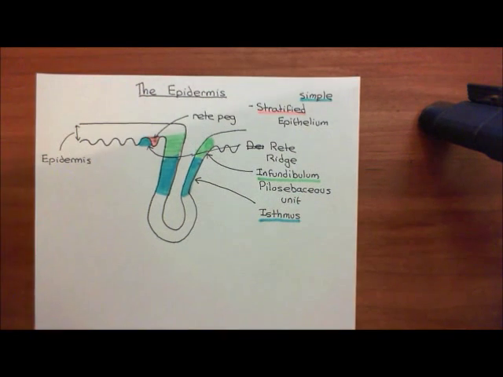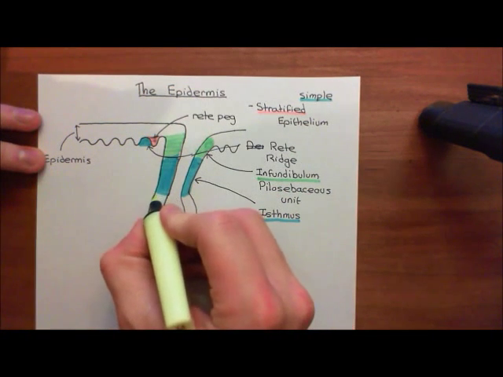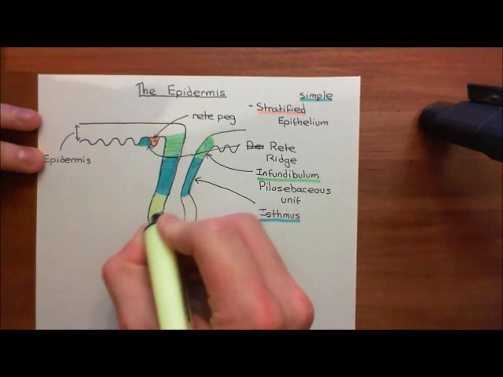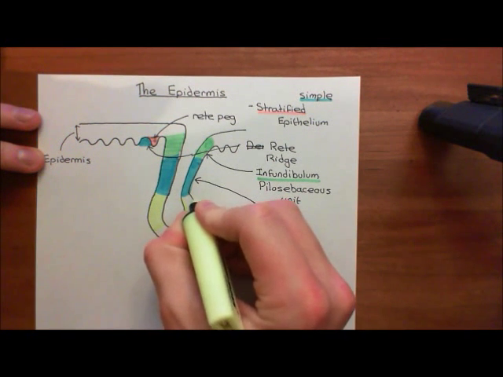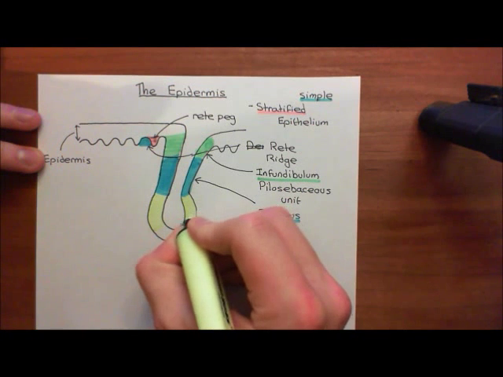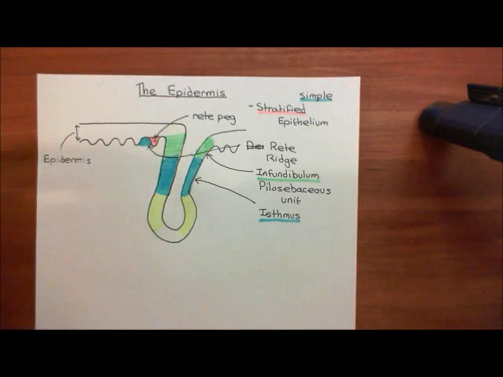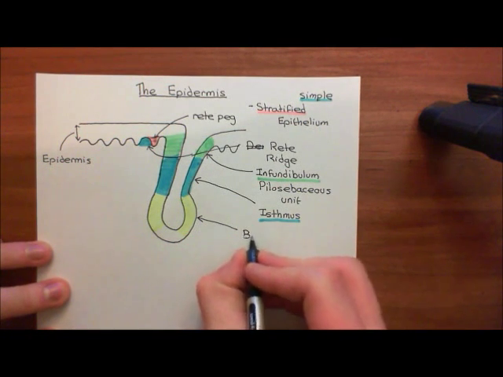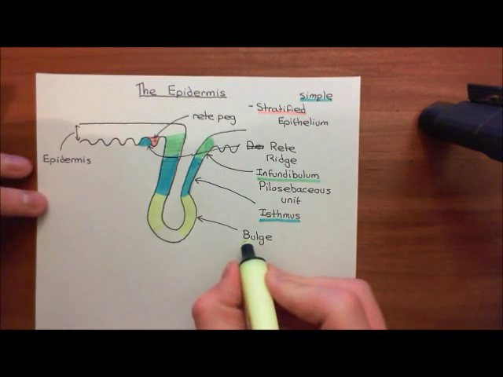Right. Then underneath the isthmus, you then have the bulge. So further past the isthmus down here, which I'm now colouring in yellow, this is the bulge. And right at the base of the bulge, you're going to have the portion that is actually going to give rise to the hair itself. But first, we've got the bulge of the pilosebaceous unit here, and I've shown it in yellow.